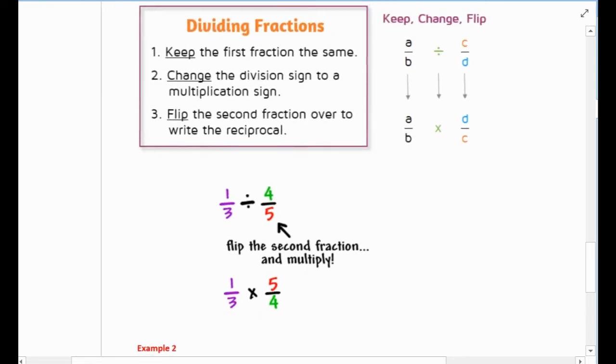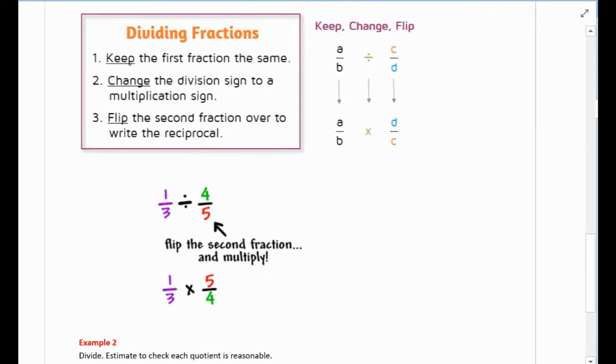So step 1, keep the first fraction the same. So we're just going to keep the first fraction the same. Okay? Change the division sign to a multiplication sign. So we're going to change this to a multiplication. You see, I just changed division to multiplication. And flip.